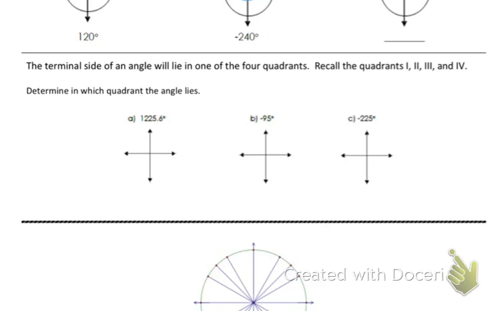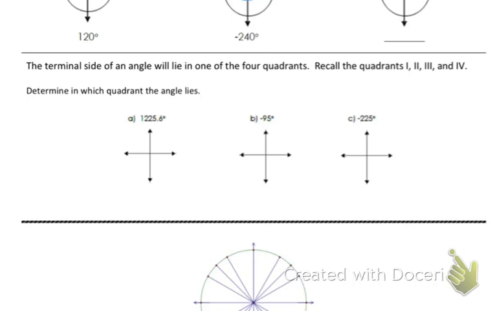All right, the terminal side of an angle will lie in one of 4 quadrants. Recall the quadrants 1, 2, 3, and 4. What quadrant's this one? What quadrant's this one? 3. That's the easy one, right? Now, which quadrant is this one? 4. Yeah. And this one's 3. These 2 are the only ones that can be complicated, because sometimes you can go this way. You should always have 1 and 3 right, every single time. So we just got to figure out where it lies.